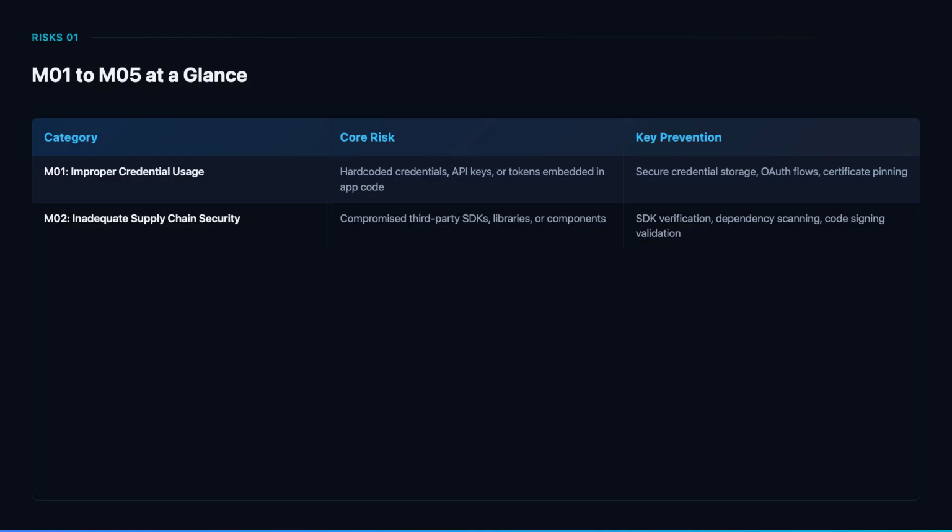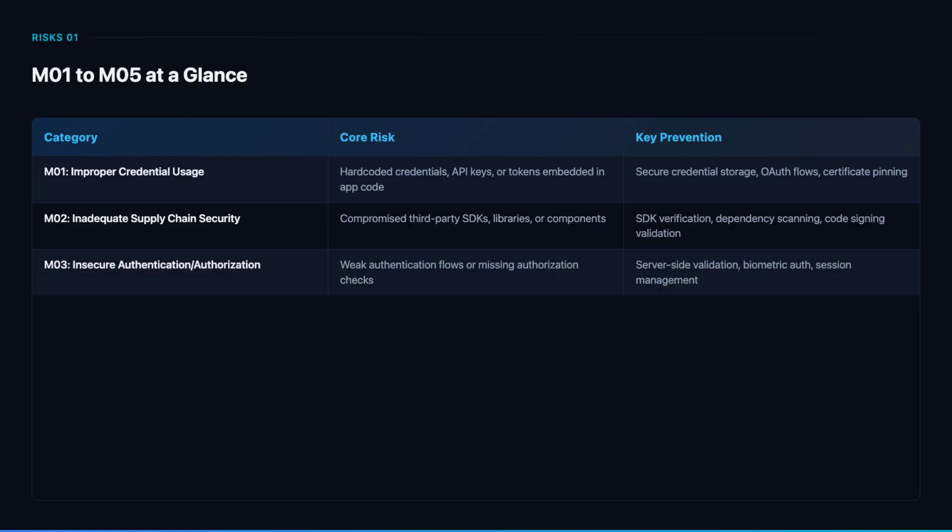M02 Inadequate supply chain security covers the risk of integrating compromised or vulnerable third-party SDKs, libraries, and components. Mobile apps often include dozens of SDKs for analytics, advertising, and functionality. Prevention requires verifying SDK integrity, scanning dependencies for known vulnerabilities, validating code signing, and monitoring for suspicious SDK behavior.